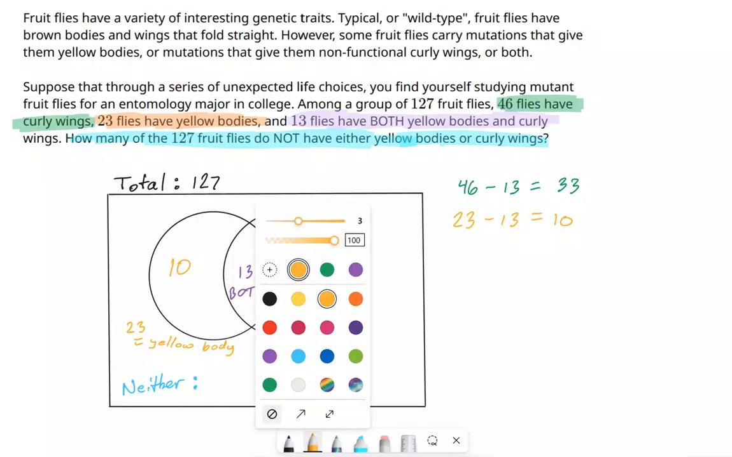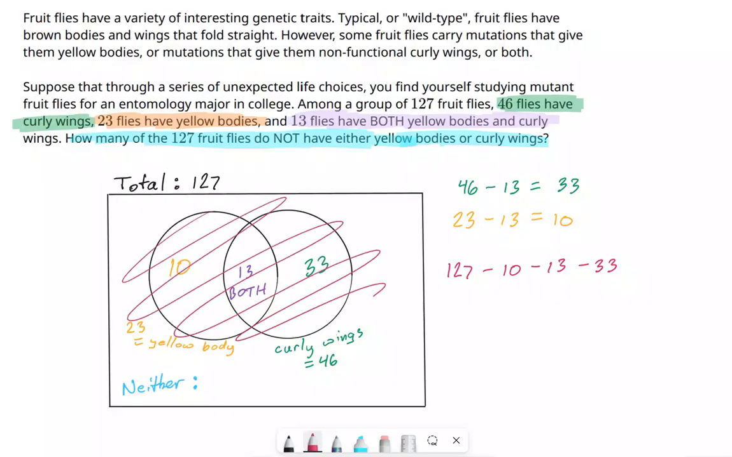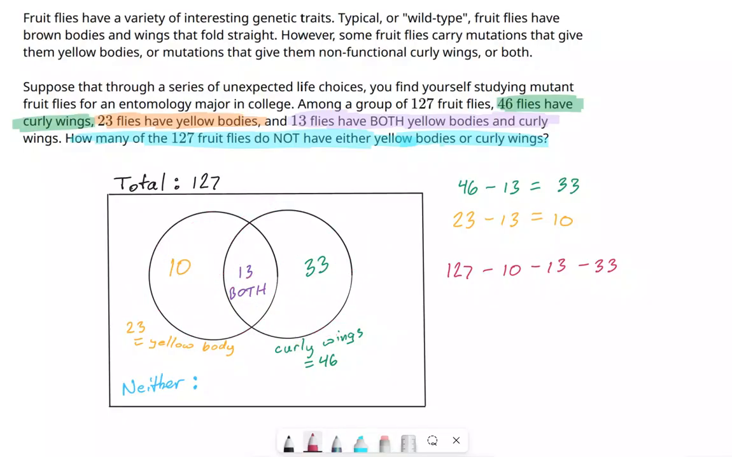So the way we do that, let's pick another color here, is we're going to say total, which is 127, minus all of these three numbers that we've built up here, minus the 10, minus the 13, and minus the 33. That's the ones that are left on the outside, not inside these circles at all. Okay, that's the number of natural fruit flies that are left out. So that, I did the math previously on this one, that comes out to 71 fruit flies.